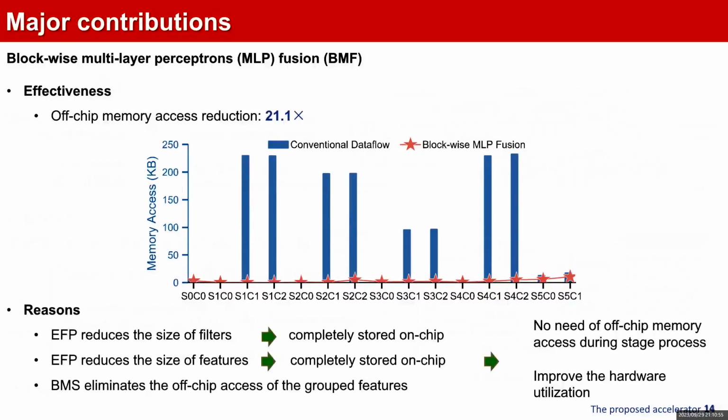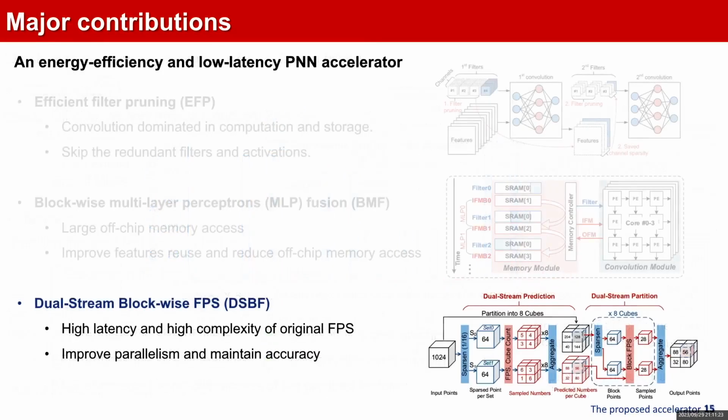The effectiveness is contributed to two aspects. First, EFP reduces the size of both filters and features, enabling them to be stored on chip. Secondly, the block partition operation in BMF avoids the off-chip memory access of the large grouped point features. Therefore, there is no need for off-chip memory access during the stage process, and BMF also improves the hardware utilization.